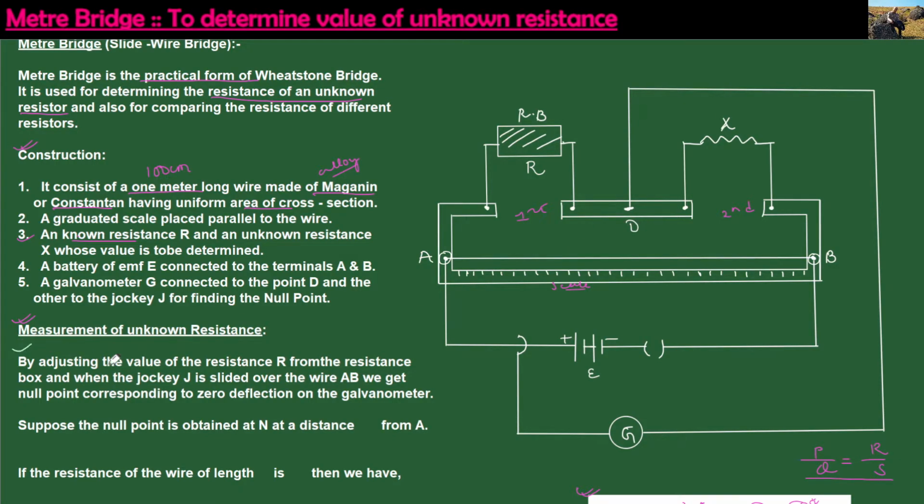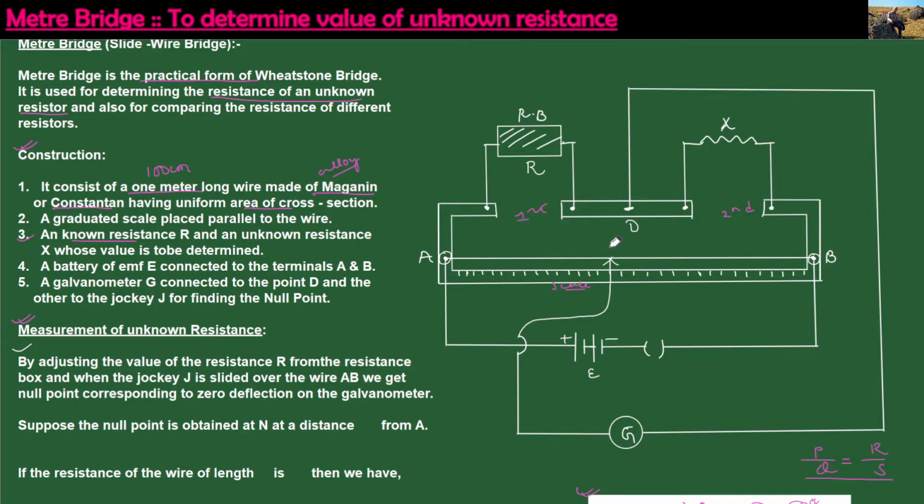From this junction D, we will connect across the galvanometer. The uniqueness of drawing this line is that there should be no crisscrossing of wires. And from this point, we will connect across a jockey, and this jockey is meant for sliding along the meter bridge wire. So let that be the jockey.